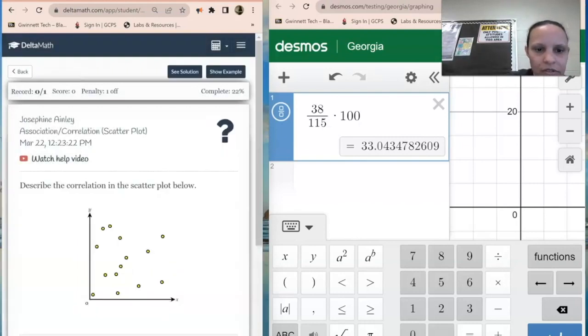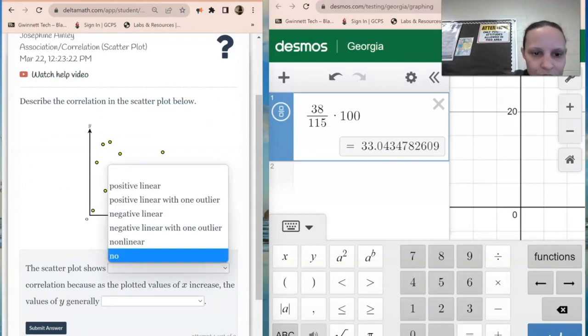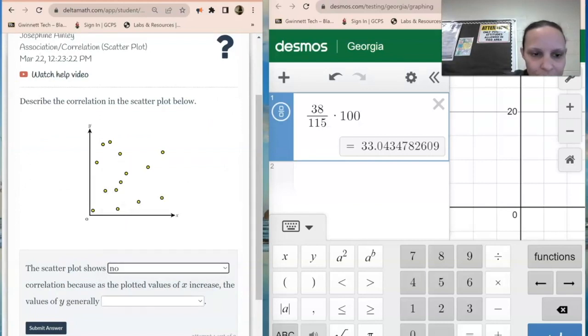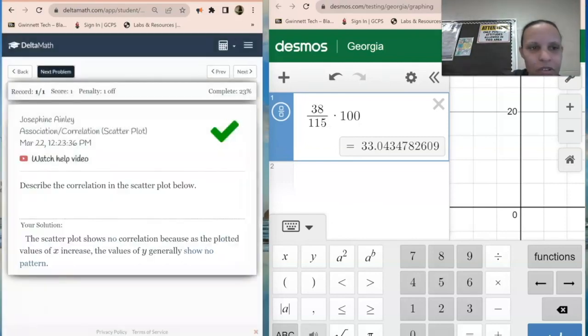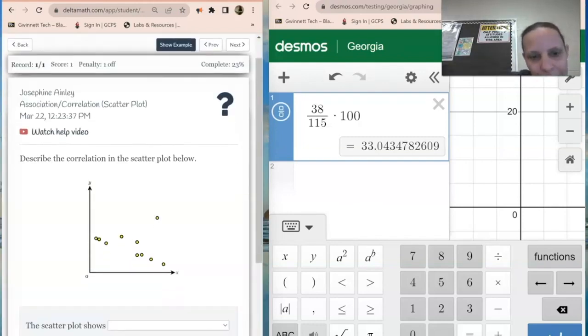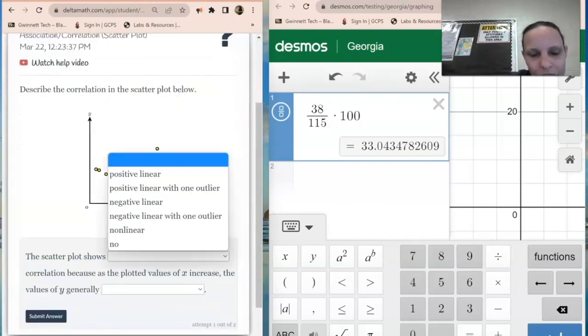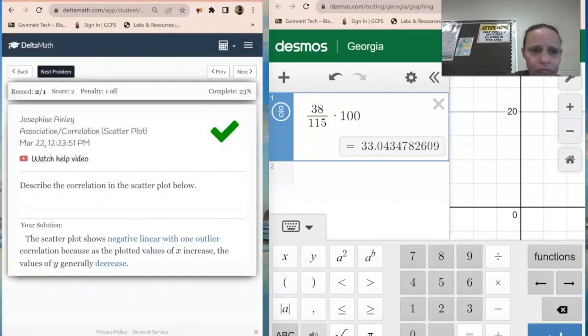Oh, it's not doing it now. Okay. Well, okay, what about this? It's everywhere. So this shows no relationship, no correlation, because as X increases, the Y generally shows no pattern. Okay, so that one I'm actually going to do. All right, so again, and this one would be negative with one outlier. So this would be a negative linear with, because this one is out there, right? So negative with one outlier because it's decreasing. All right, so again, just kind of graph it and see what it's doing.